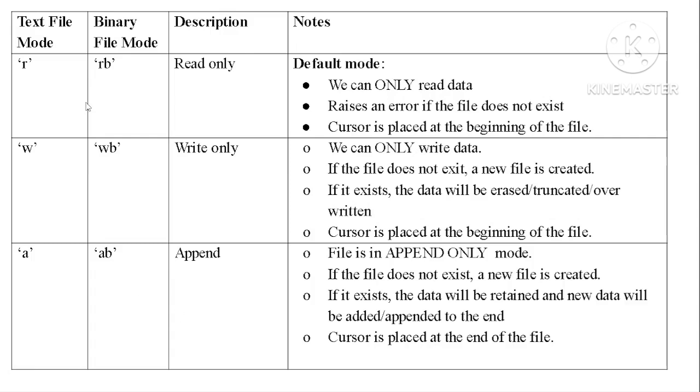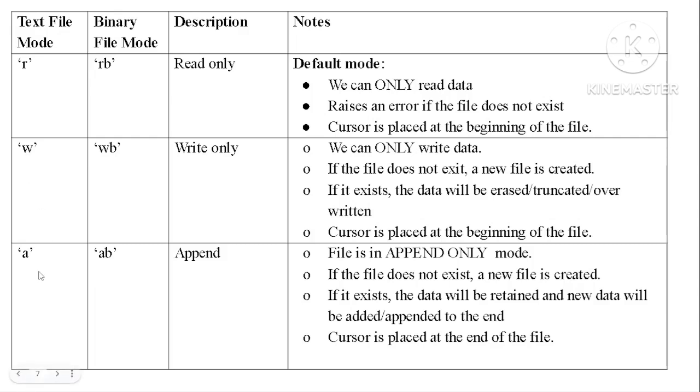Let us see what are the different file operation modes, file opening modes. You have three simple modes called R, W, A. R for read, W for write, and A for append. Now in these three modes, you can do only that particular operation. If you open some file in R mode, you can only read the contents. If you open in W mode, you can only write the contents, do nothing else.